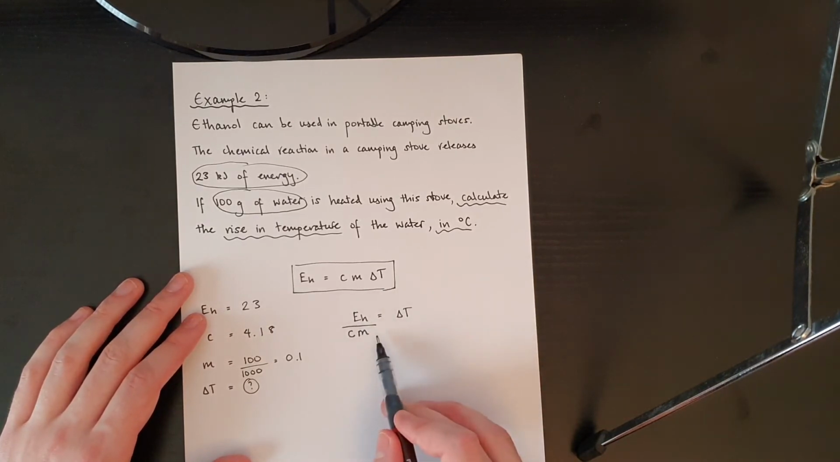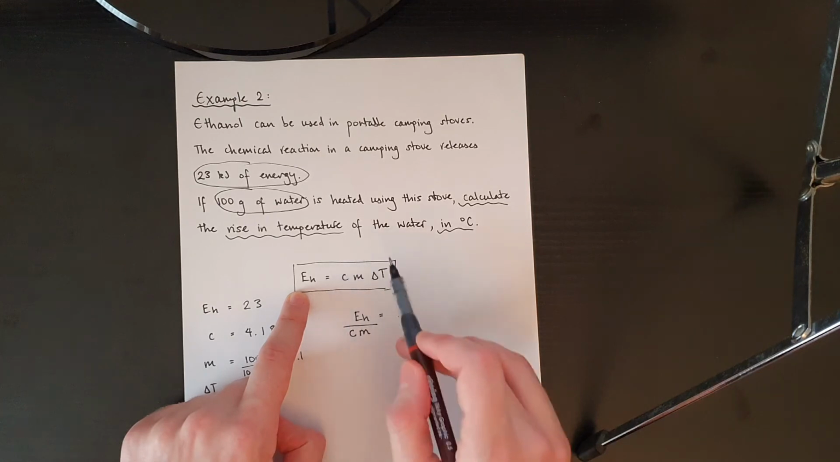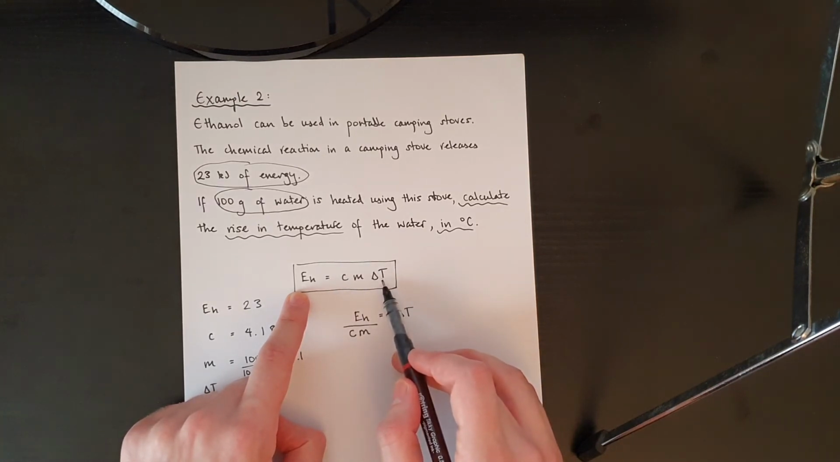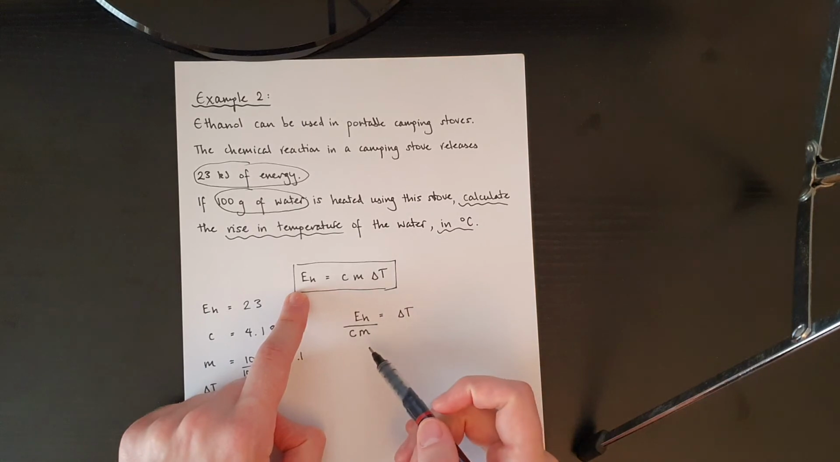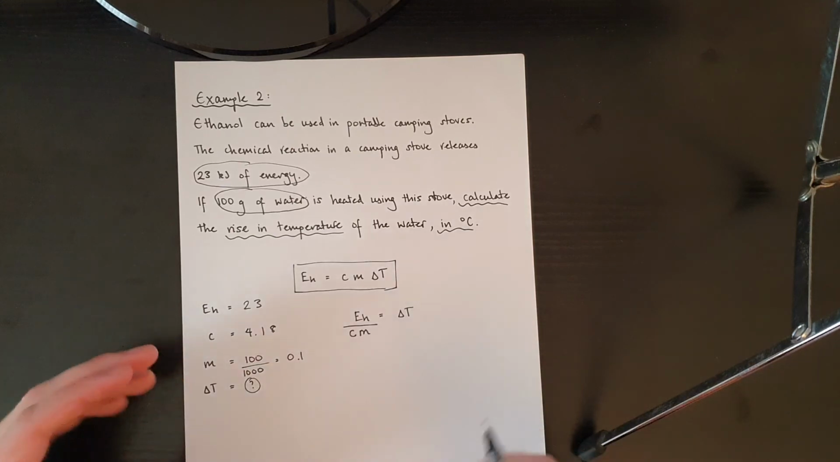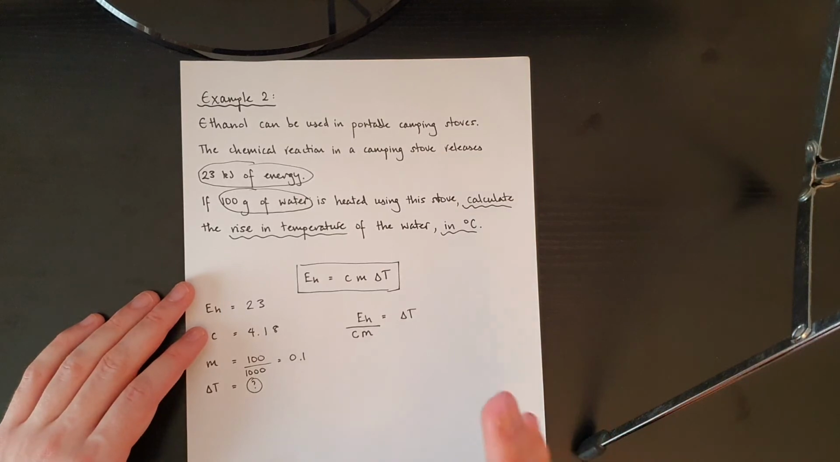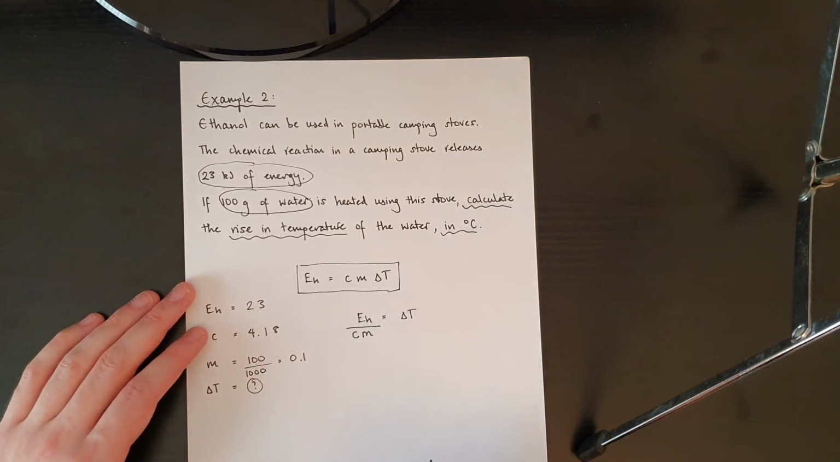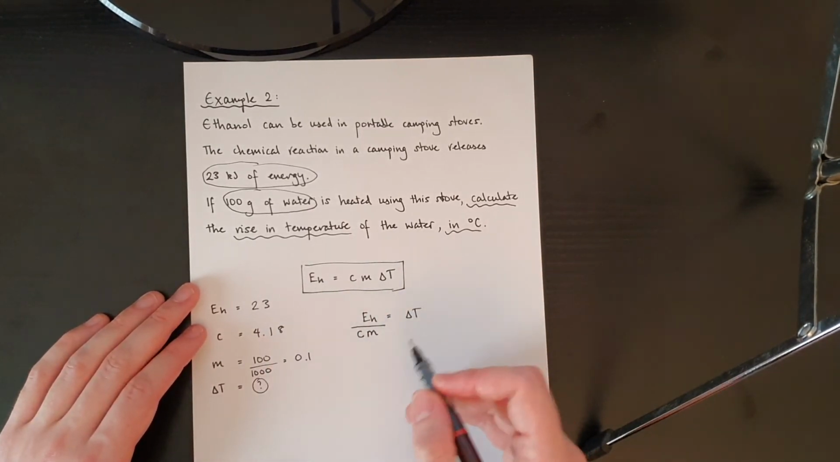Now, if you don't understand what I did there, another way you can think about it is, okay, if I divide EH by CM, I also have to divide the right-hand side by CM. If I divide CM delta T by CM, the C's and the M's cancel and they disappear, leaving me with just delta T. So that's the two mathematical methods that you can think of rearranging this equation, but whatever way is most comfortable for you, stick with it and do that for every question. Don't change how you do it.